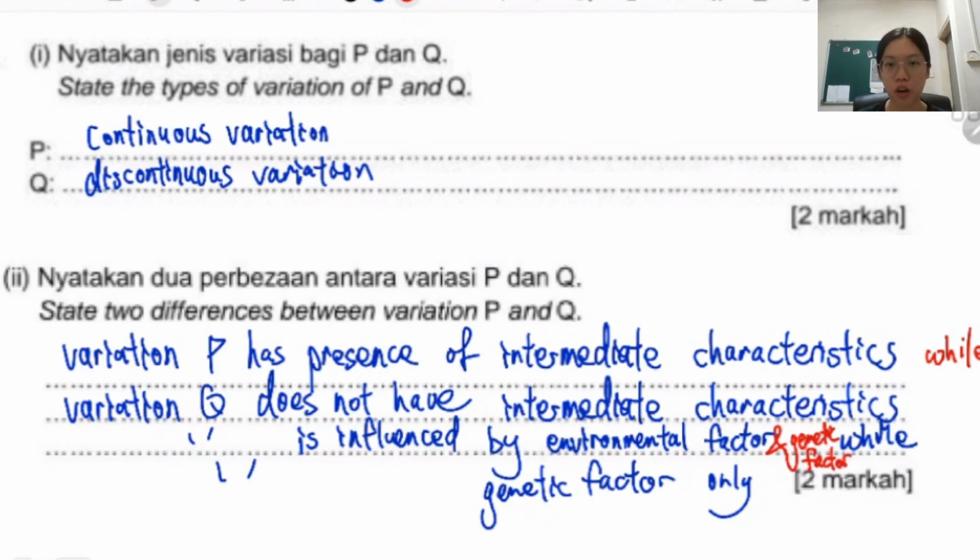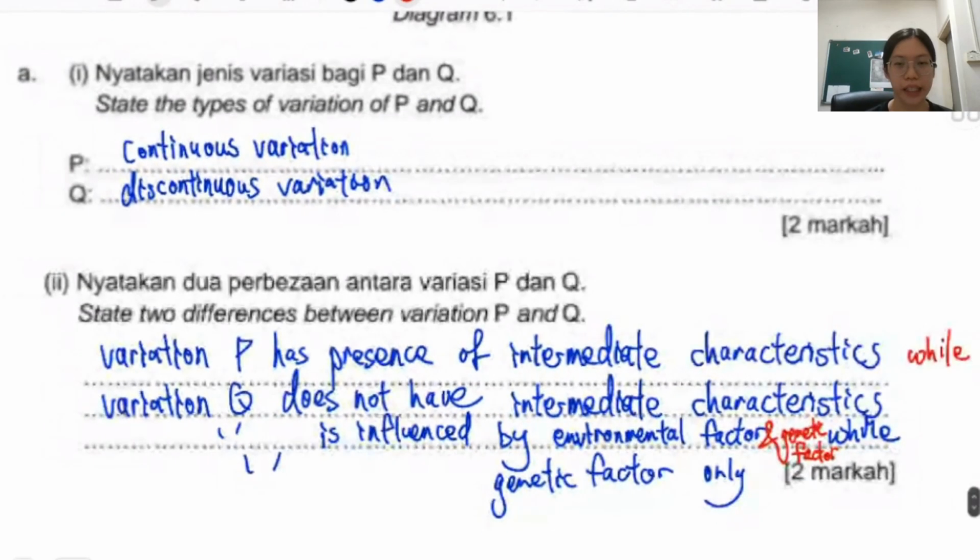Let's say your parents are tall, and some more your environmental factor, you eat a good diet, balanced diet. So yeah, you become taller. So yeah, it's influenced by both.